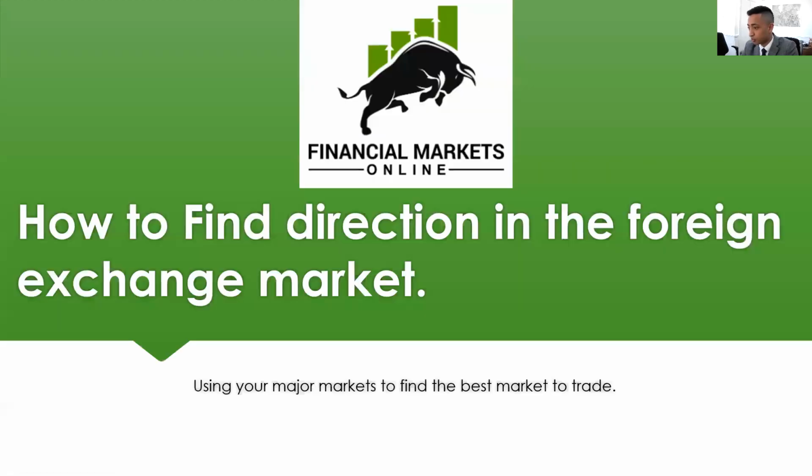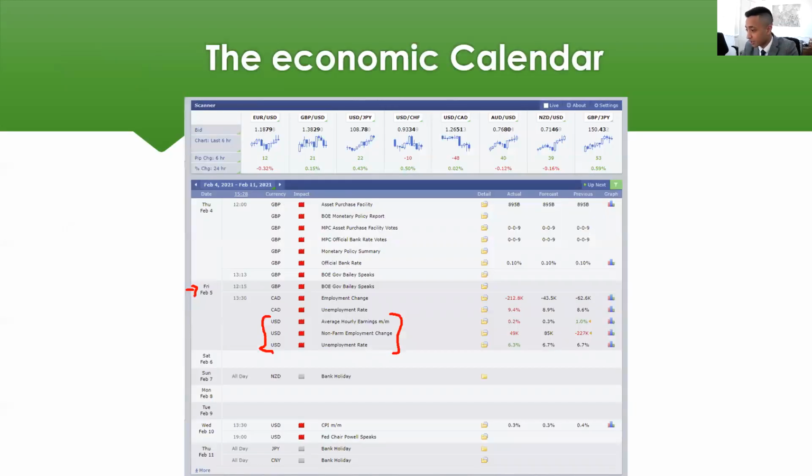Right. So the first example we'll be going through is how to find direction in the foreign exchange market. The first step is to look at the economic calendar. The reason why we look at this is because it tells us the economic news for that day. And because Forex Factory tells us this in advance, there's no real reason why we should be trading around these areas. It's preventable mistakes, essentially.